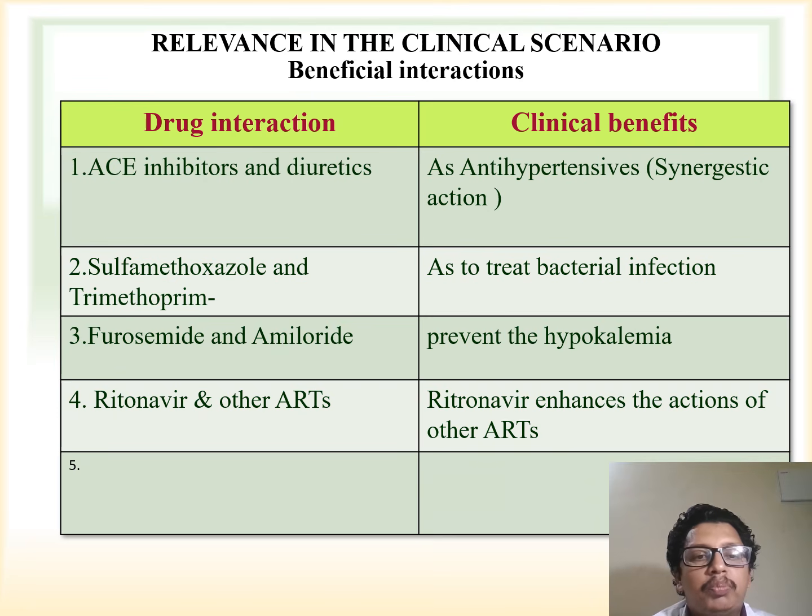Sulfamethoxazole and trimethoprim are both bacteriostatic drugs, but when combined as Bactrim DS, double strength, or cotrimoxazole, they have a bactericidal action, so it is used to treat bacterial infection. Furosemide and amiloride are combined to prevent hypokalemia. Ritonavir is combined with other ART to increase the action of other ART by inhibition of their metabolism by ritonavir.